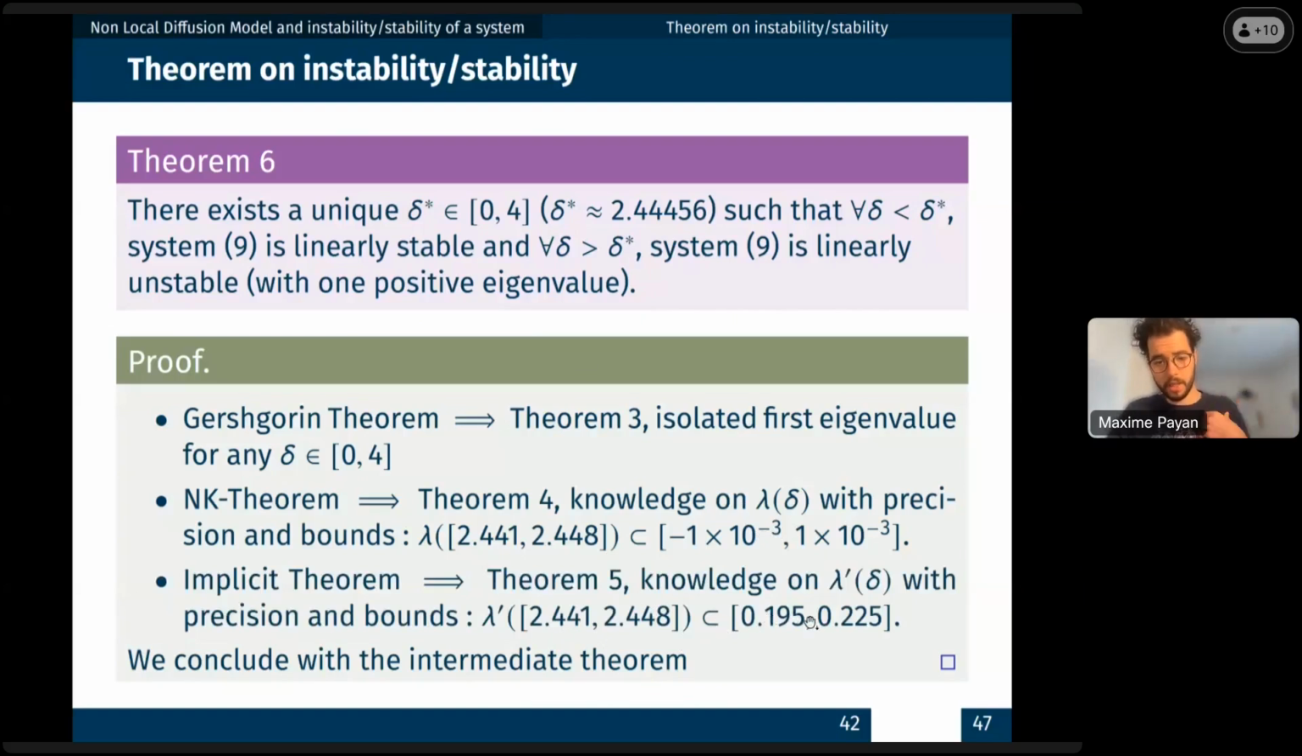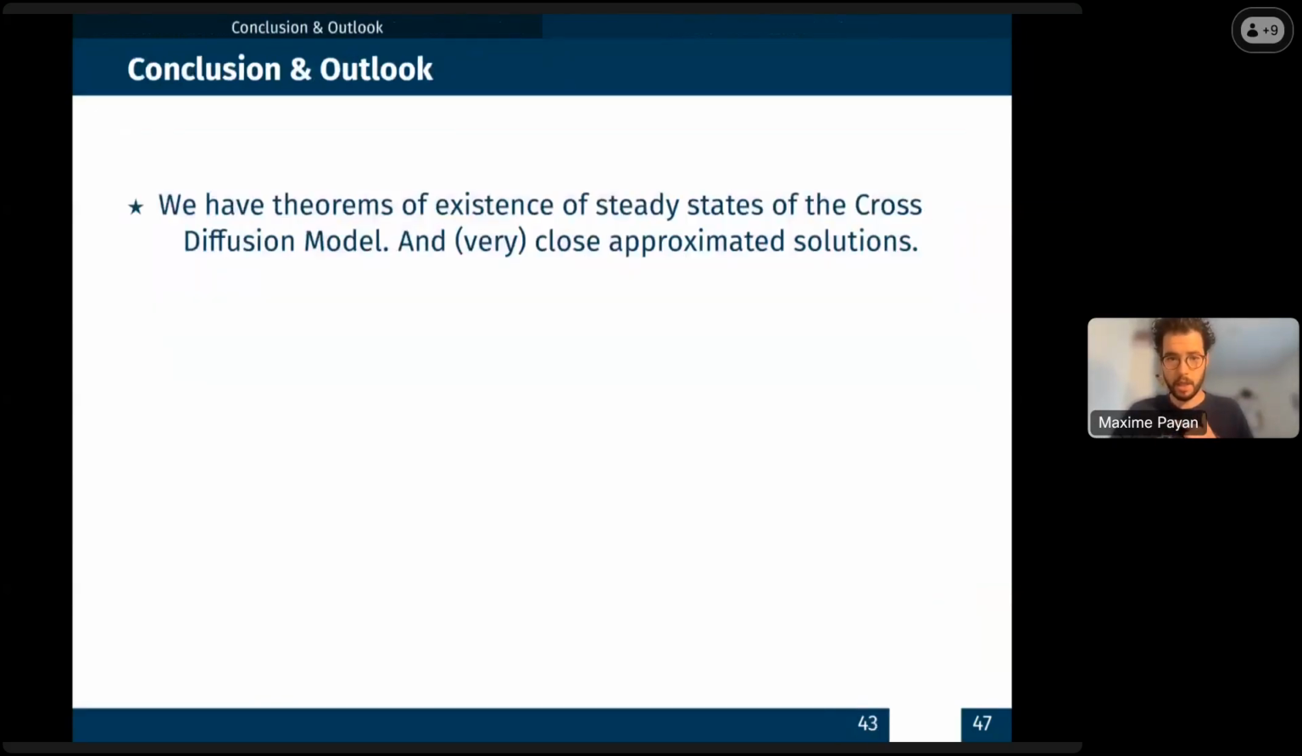So by the intermediate value theorem, we can conclude that there exists a unique delta star in 0 to 0.4, sorry, almost equal to this number, it's not important, such that for all delta before delta star, the system is linearly stable. It means that all the eigenvalues have negative real part. And for all delta bigger than delta star, the system is linearly unstable with one positive eigenvalue here. And yes, conclusion quickly.